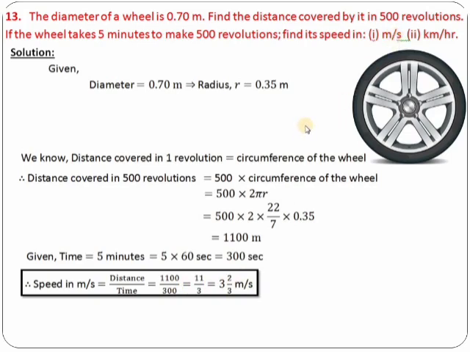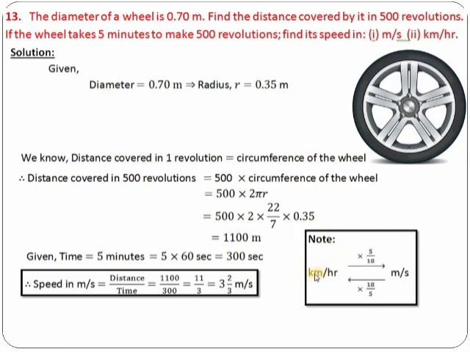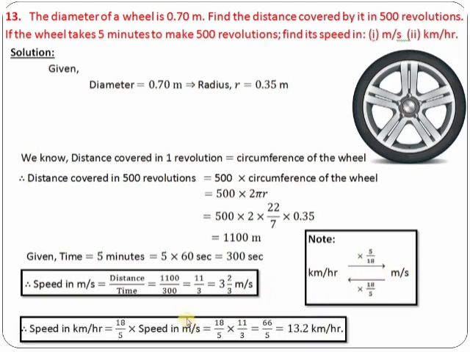Now there is a very important formula to remember. If you want to convert kilometer per hour into meter per second, then you have to multiply by 5 by 18. But if you want to convert meter per second into kilometer per hour, then you have to multiply by 18 by 5. So here, if you want to find speed in kilometer per hour, you have to multiply speed in meter per second by 18 by 5. I told you the same thing, right? You multiply this by 18 by 5. I have done the same thing.